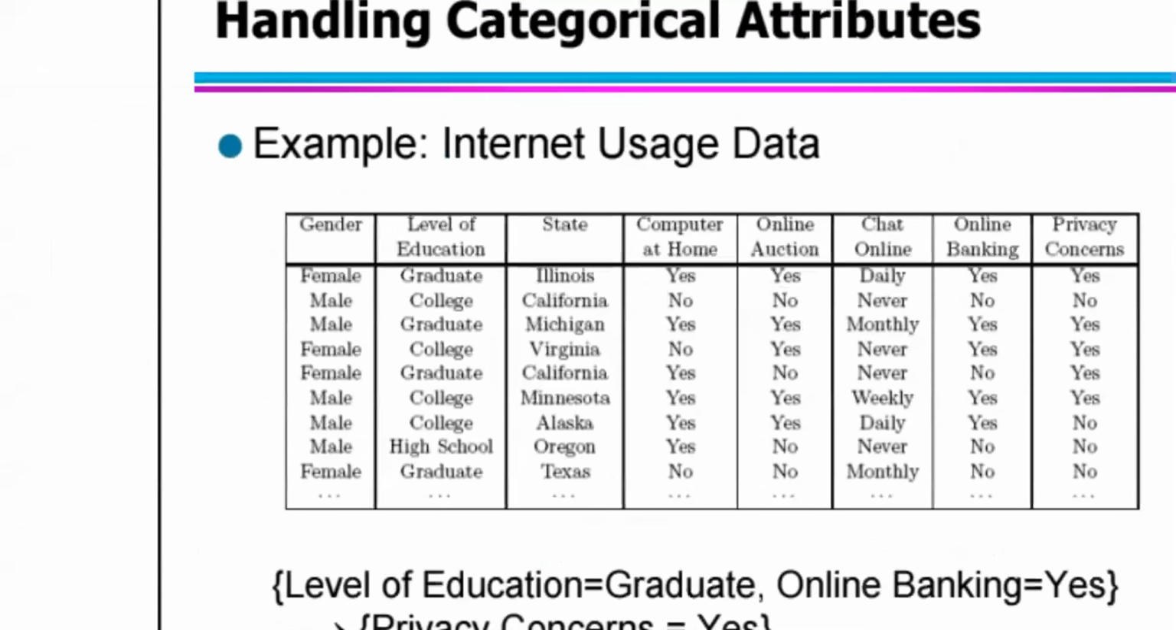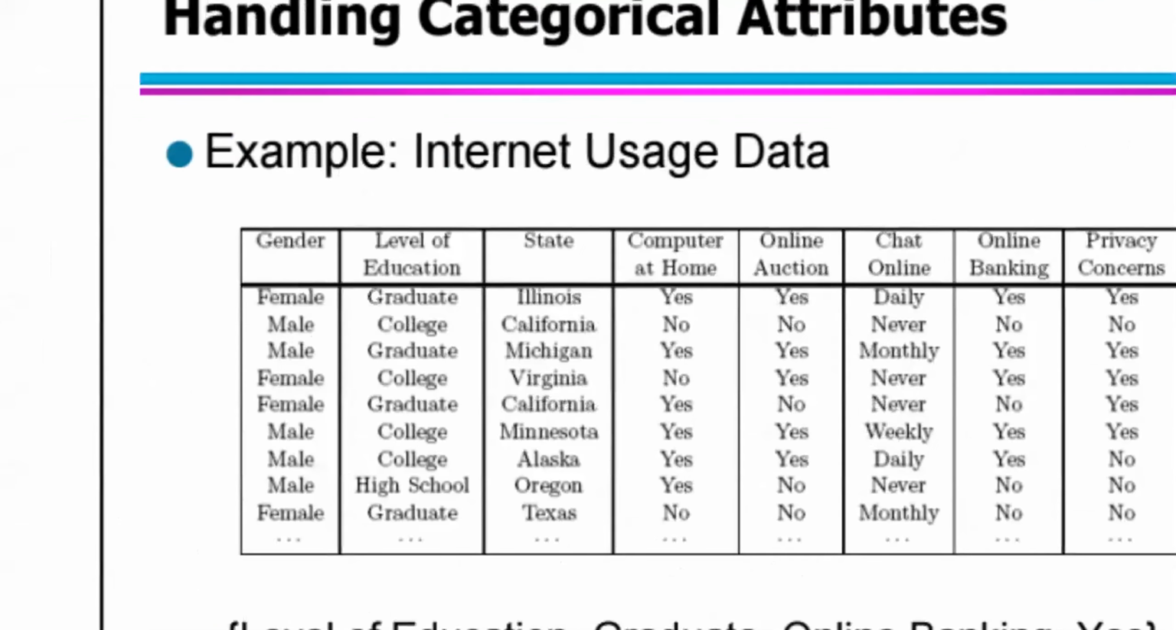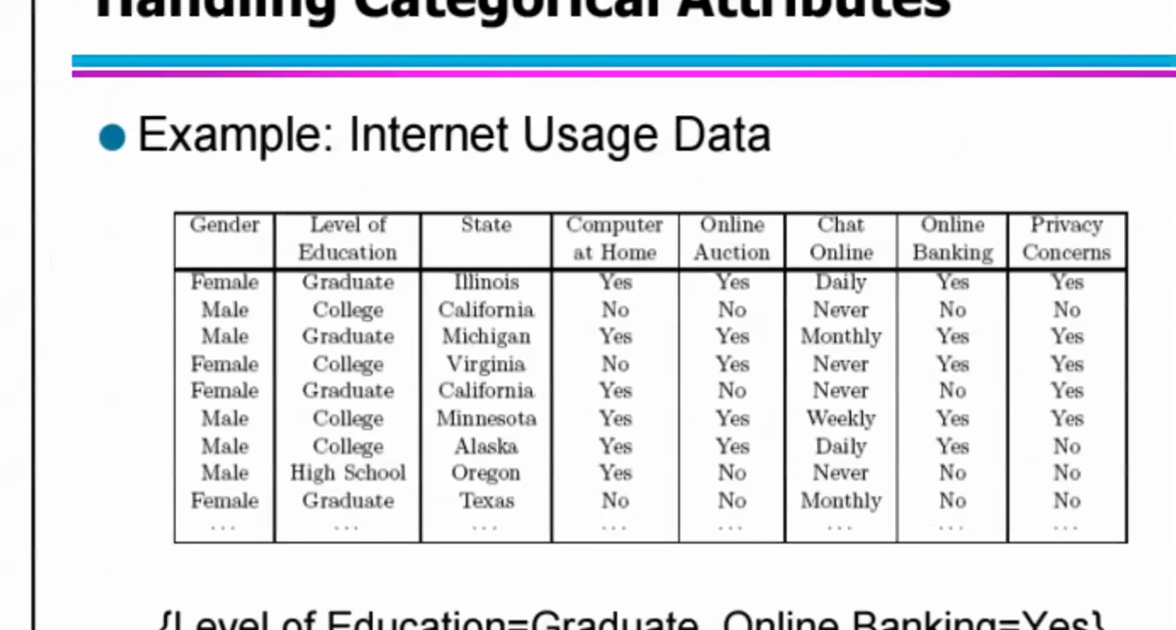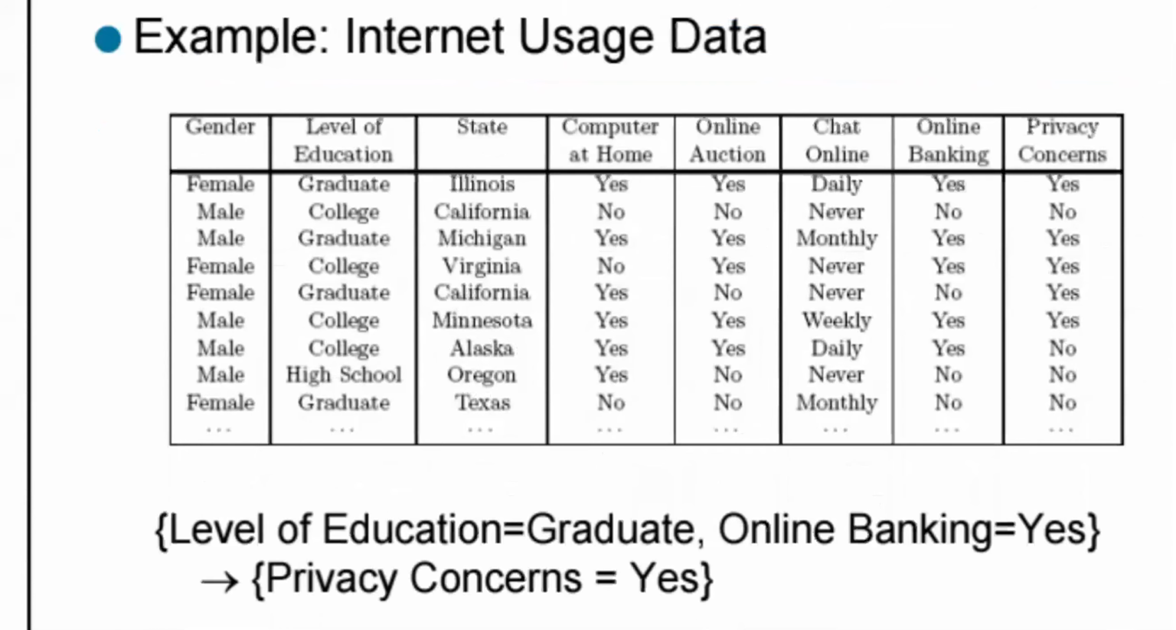This is gender, level of education, state, computer at home, chat online, online auction, online banking, privacy concerns. All that information is represented here. Level of education is generally represented as graduate. Online banking is yes, privacy concerns is yes.